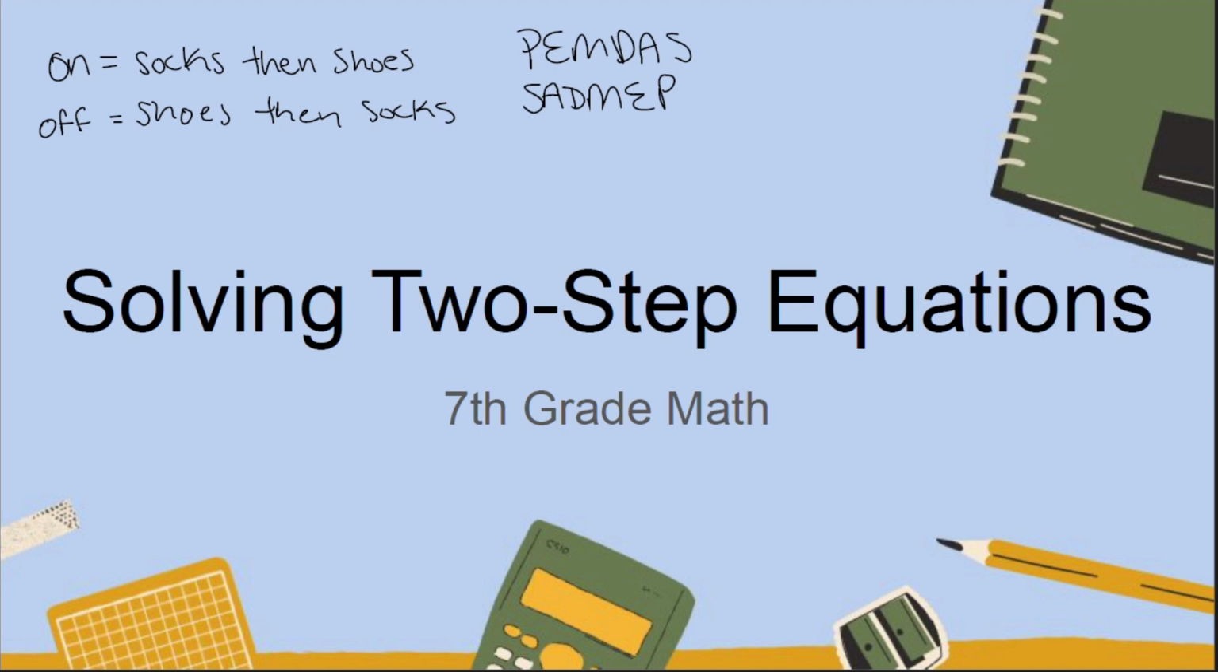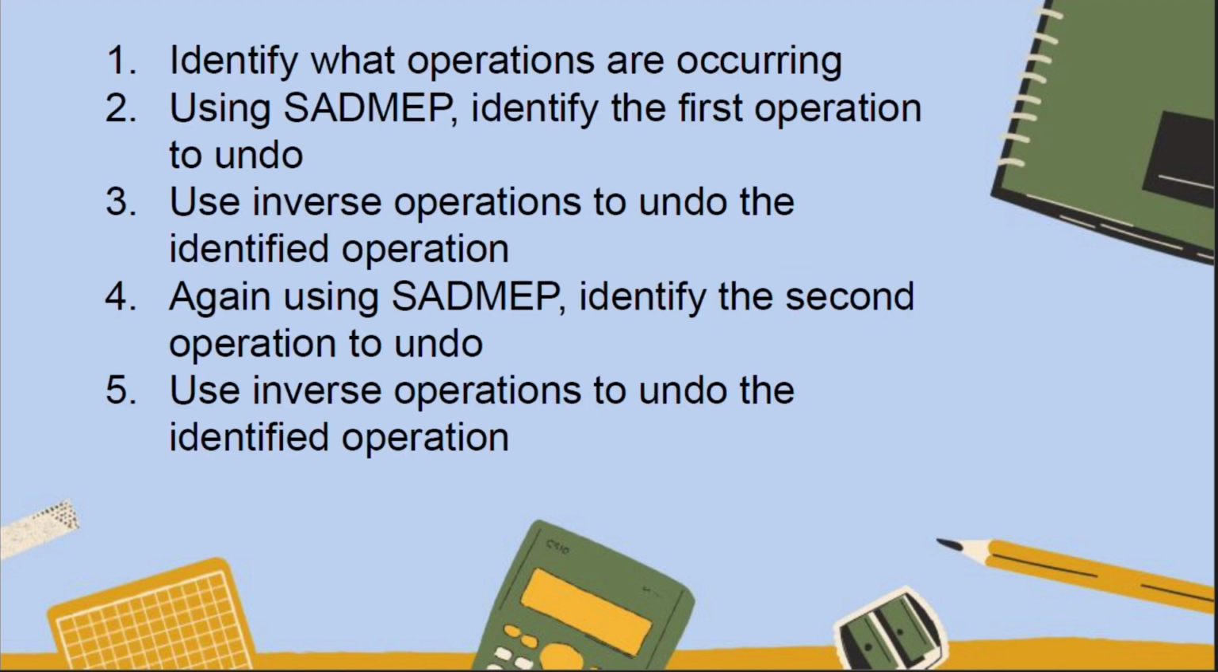What we're going to do today is use SADMAP to help us come up with a game plan for solving our two-step equations. I know it said two-step, but it kind of really feels like five. Realistically, you're only going to see the third and fifth steps. So in your head, you're going to be doing 1, 2, and 4. That's kind of the behind-the-scenes work.